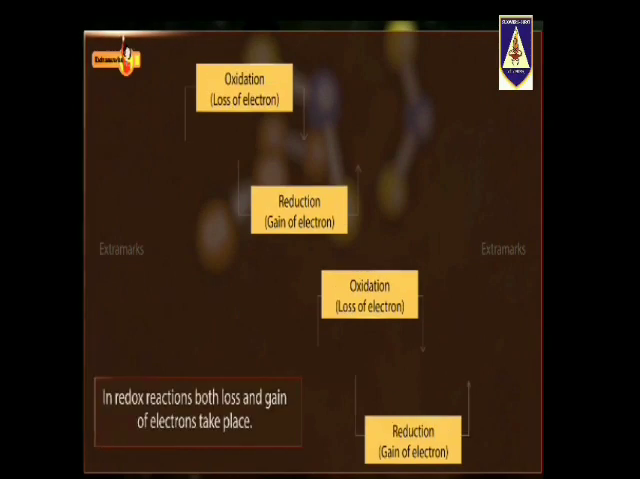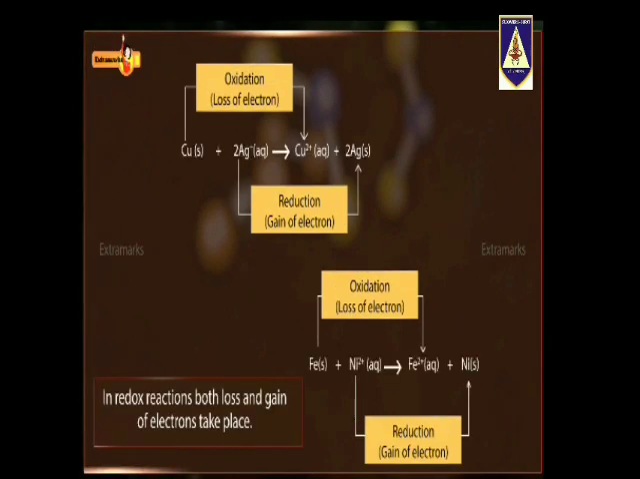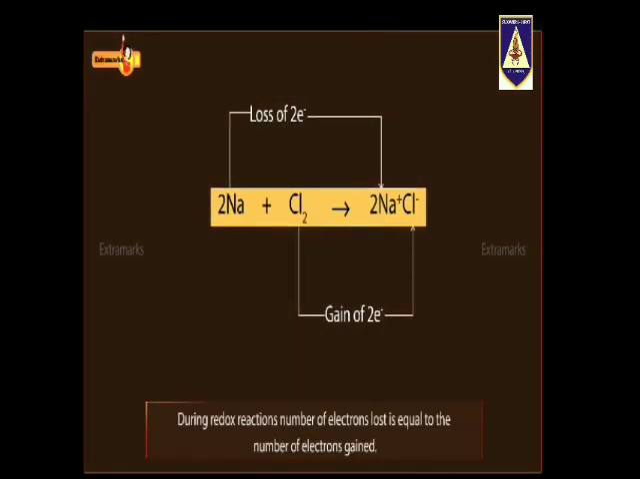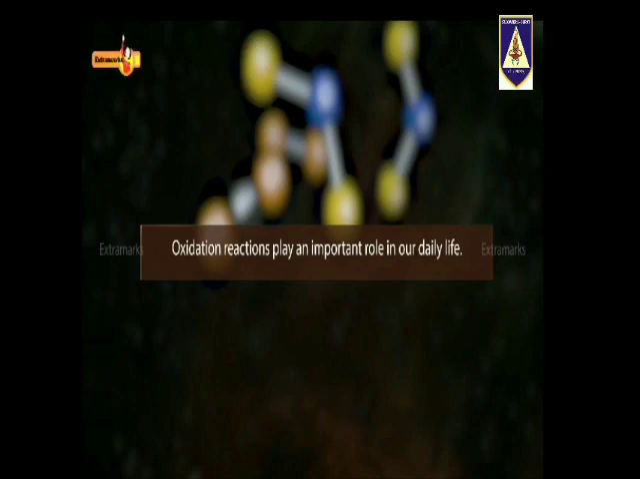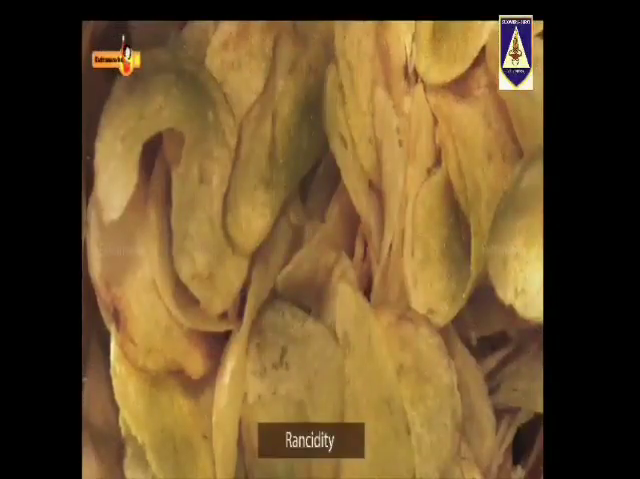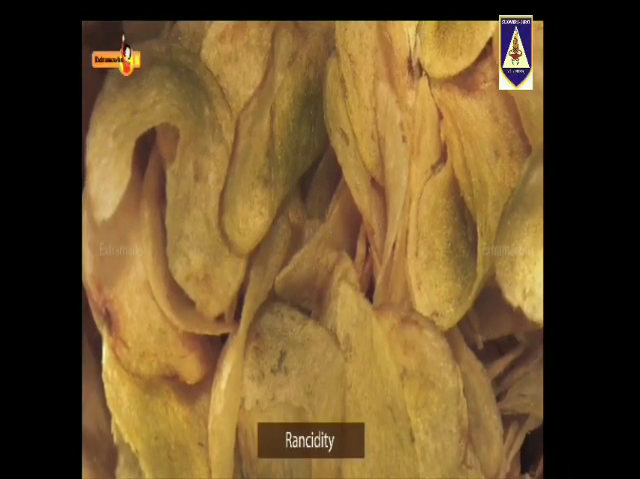Since redox reaction involves both oxidation and reduction, therefore, in redox reactions, both loss and gain of electrons takes place. Here are some examples of the same. Remember, during redox reactions, number of electrons lost is equal to the number of electrons gained. Oxidation reactions play an important role in our daily life. Corrosion of iron and the rancidity of food are common examples of this category.